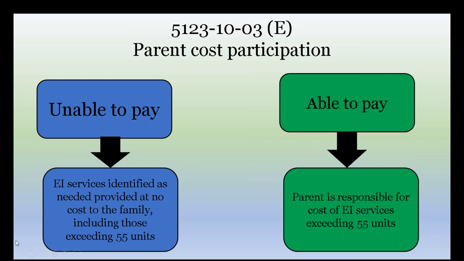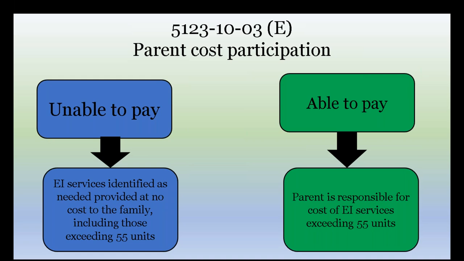When a parent is determined able to pay, the parent shall be responsible for paying the cost of early intervention services, including private insurance, copayments and deductibles needed to meet the outcomes in the individualized family service plan. Now, this excludes the early intervention services and functions mentioned earlier that are at no cost to all families when the services exceed 55 units per individualized family service plan year. So basically, if a family is determined able to pay by EI 15, once they exceed 55 units, they are responsible for the cost of their early intervention services.